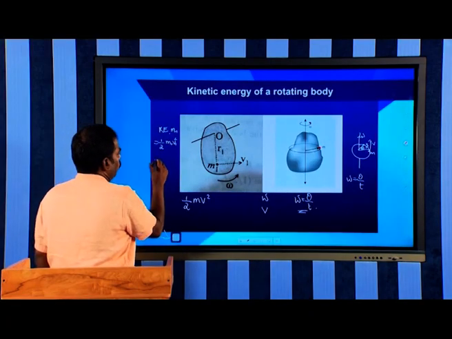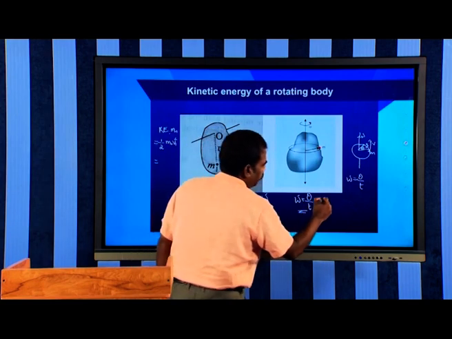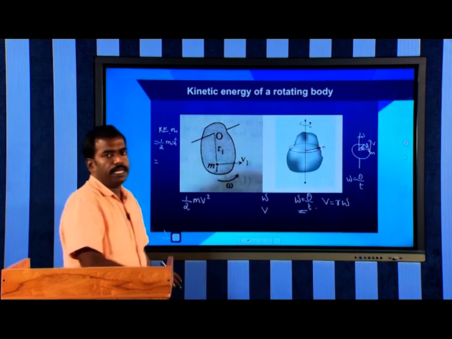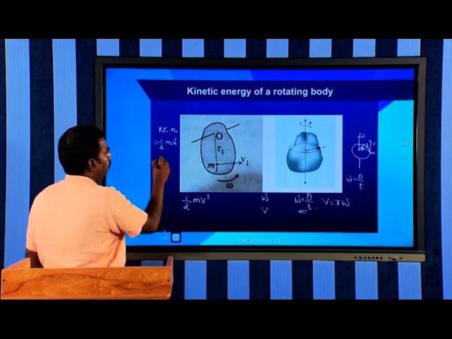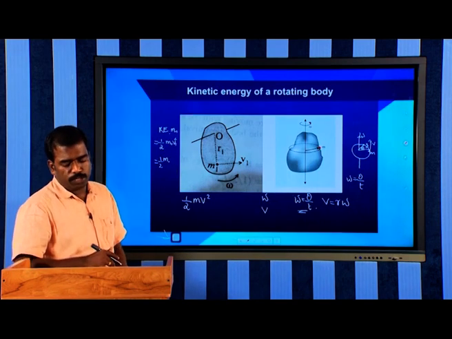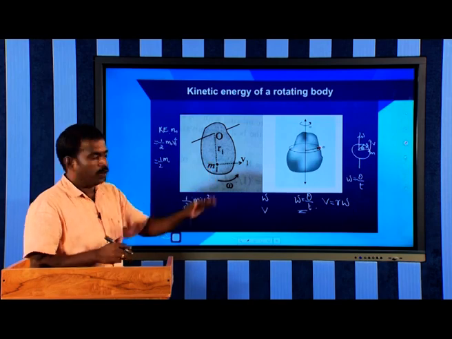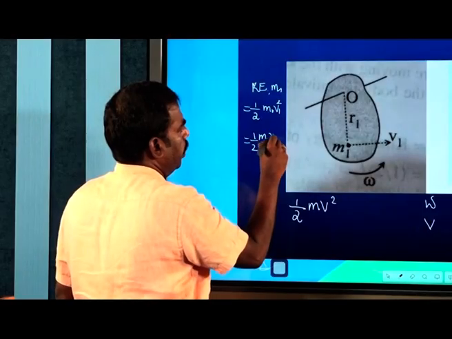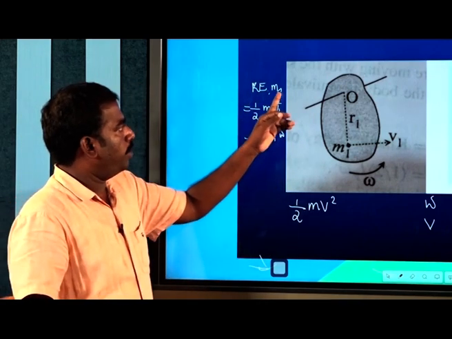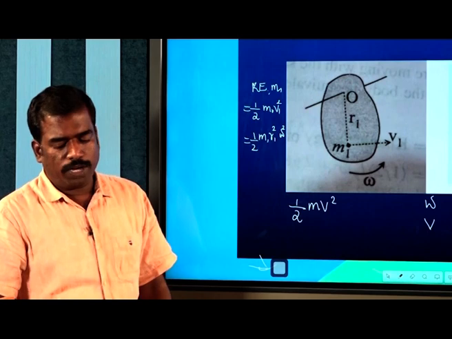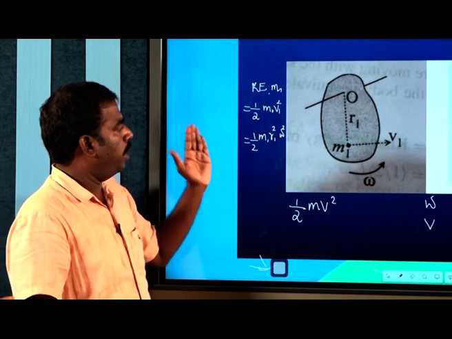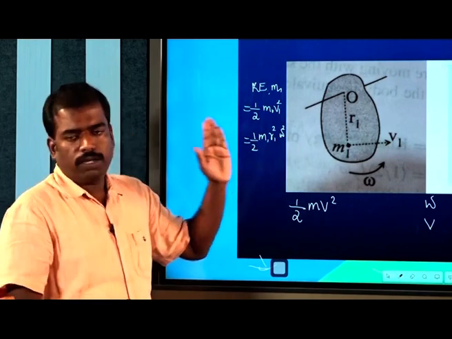What is the relation between linear velocity and angular velocity? v equals r omega. So, instead of v1 just substitute r1 omega. So, it is half m1 r1 square omega square. So, the kinetic energy of the mass m1 is given by half m1 r1 square omega square. Similarly, for m2, half m2 r2 square omega square.